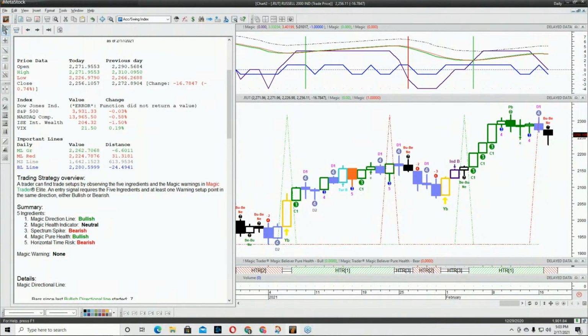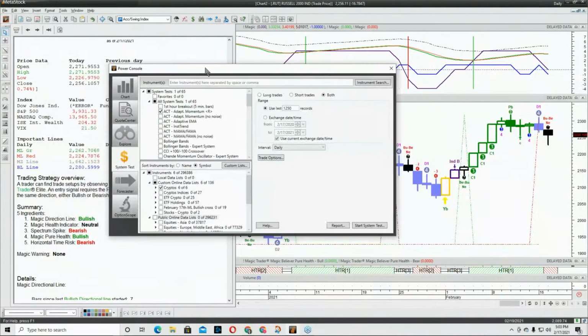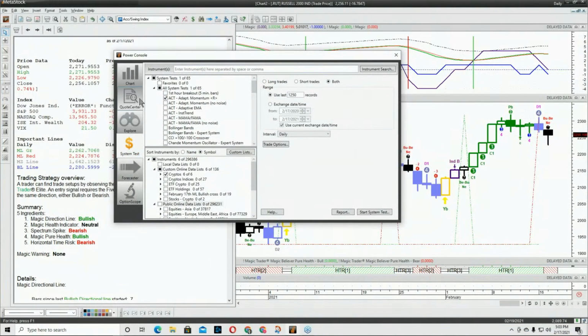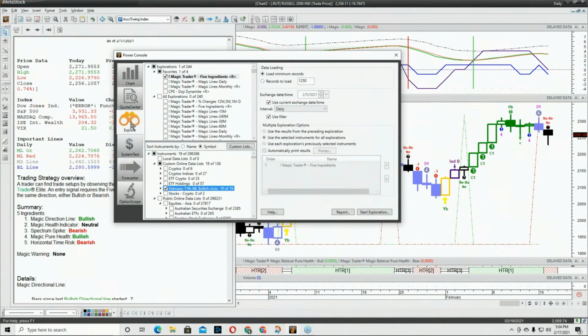So what I'm going to do is open up the Power Console here and bring it over so you can see it. You're going to see some of the different options that are available. Peter's been playing around with charts. I'm going to play around with the scanner. The scanner is what we call the Explorer in MetaStock. It gives us the ability to go in and do scans.